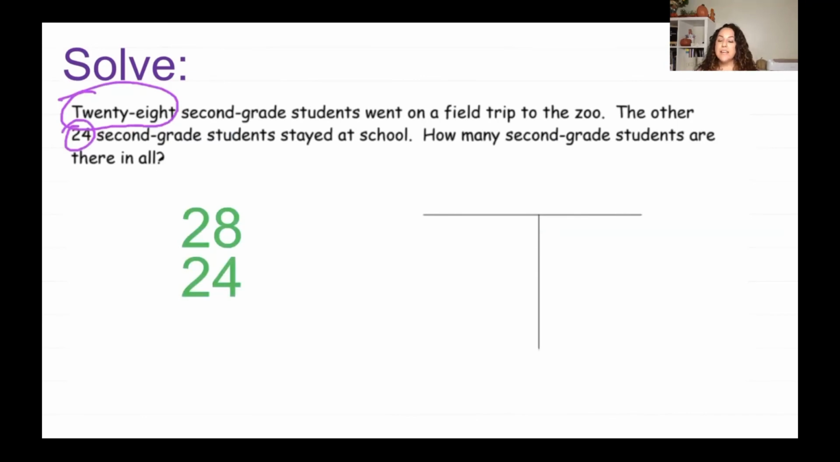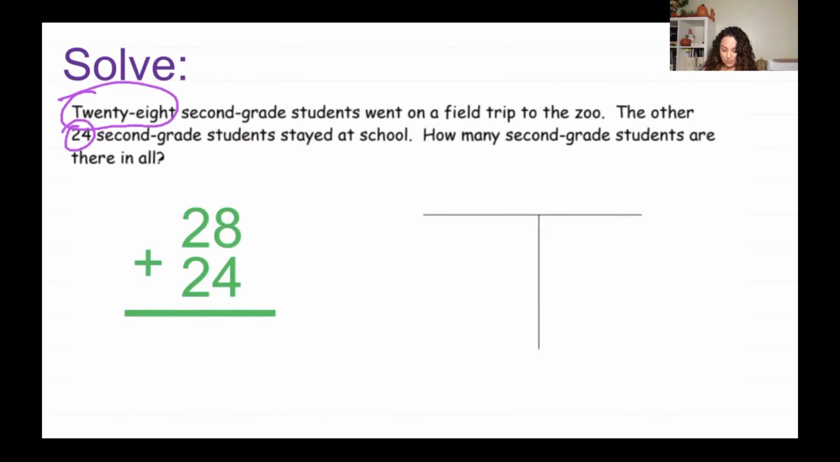So what I'm going to do is I'm going to line up those numbers vertically. Now the question is asking how many do I have in all? So I'm going to put them together. These are the students that went to the zoo. These are the students that stayed at school, but they're all second graders. So let's go ahead and figure that out. And you can see I already have our T-chart here. So how many 10s do I have in the first number? 2 10s and 8 1s.